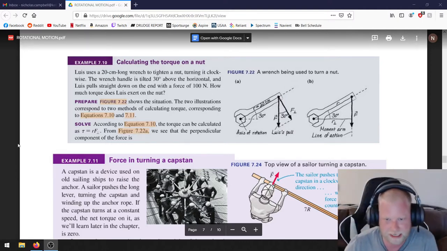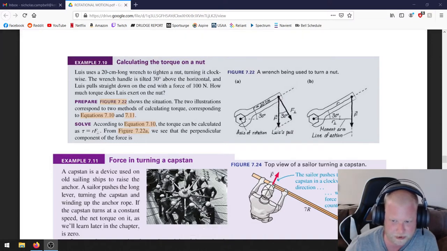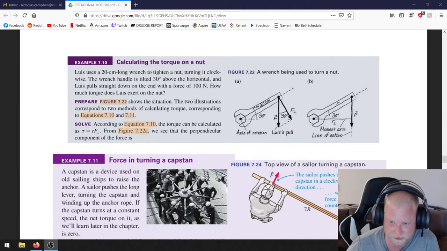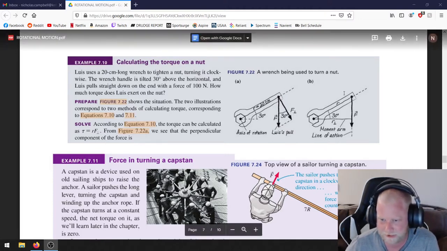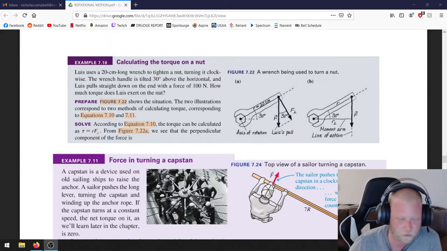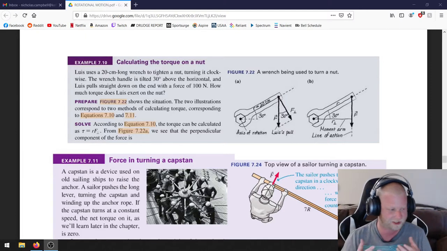Now, take a good look at both A and B in figure 7.22. Basically, what they've done is they've set this up for you in two different ways. In A, they've set it up with the radial line and your force perpendicular to that radial line. And they've also set it up in B as your line of action and your moment arm. So it doesn't matter which way you solve the equation. What really matters is that you are seeing this perpendicular relationship between a force and some distance from the center of rotation, the pivot point, the axis.